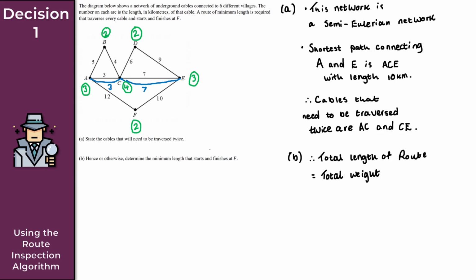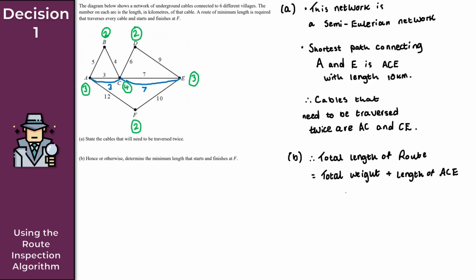Now, normally for a question such as this one, where you do need to use the route inspection algorithm, they will just give you the total weight in the question. Given that the network here is pretty simple, I didn't bother doing it for this question. But like I said, in an exam, they will always give you the total weight of the network. They won't expect you to work that out on the spot. Not that it's complex or anything, but just to save you time in an exam. And also plus the length of ACE.